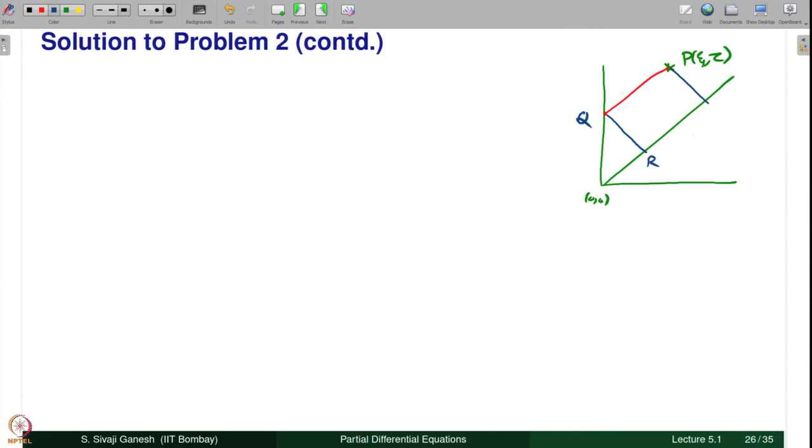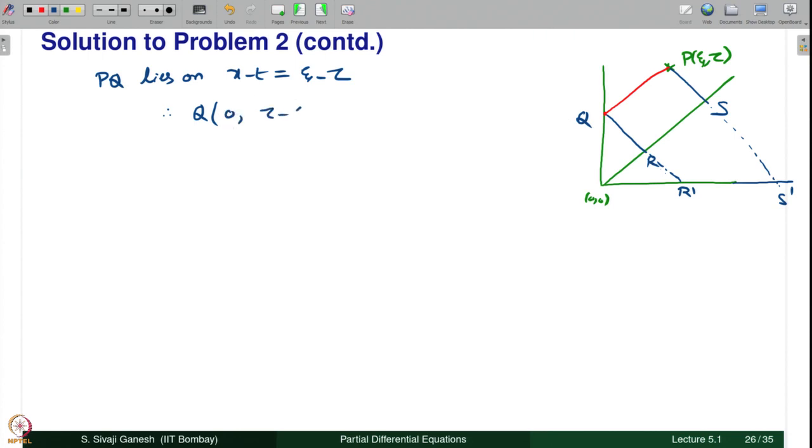Q, R, S, R dash, S dash. Okay. So, the side PQ lies on x minus t equal to xi minus tau line. Therefore, Q is where x is 0, therefore, when x is 0, t is tau minus xi.